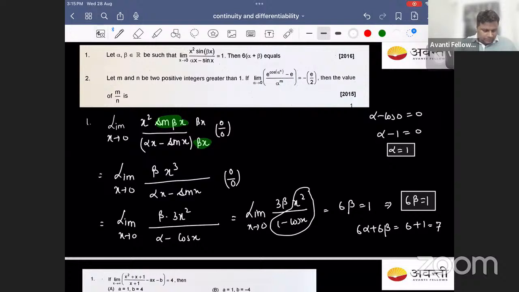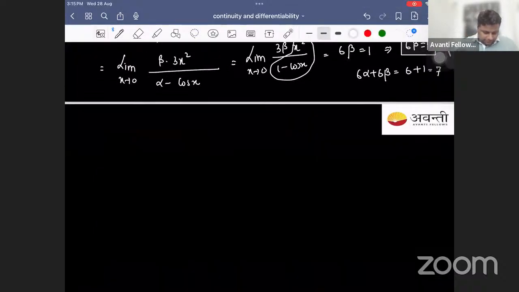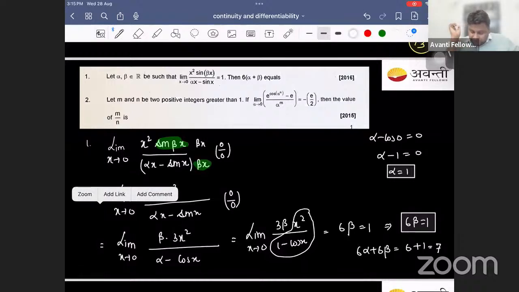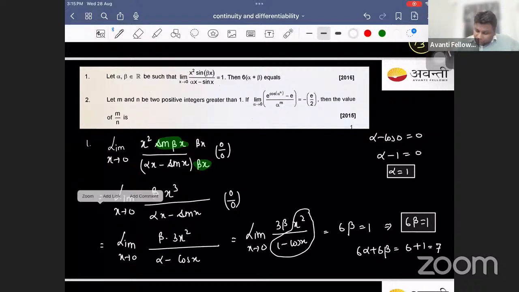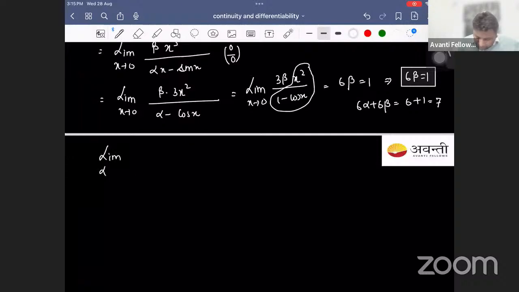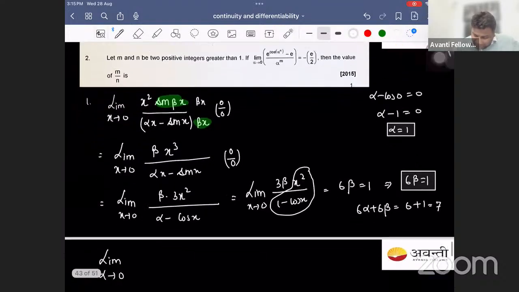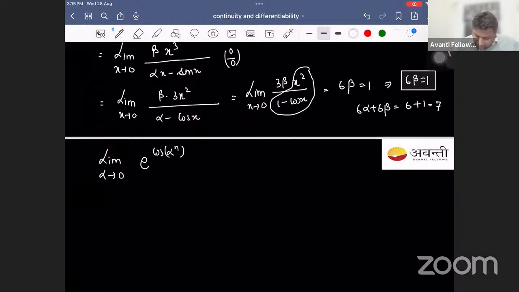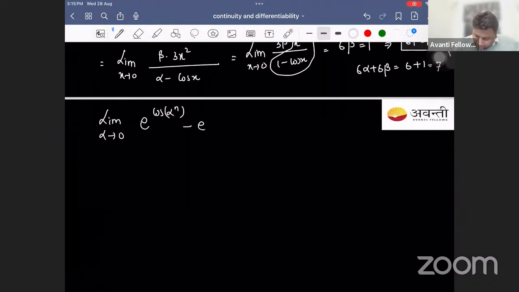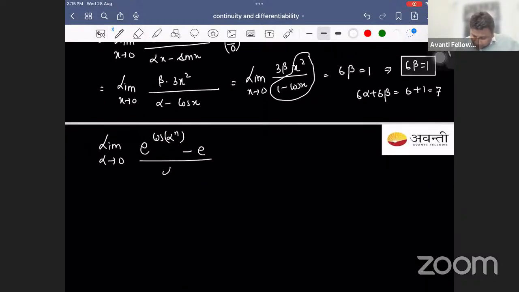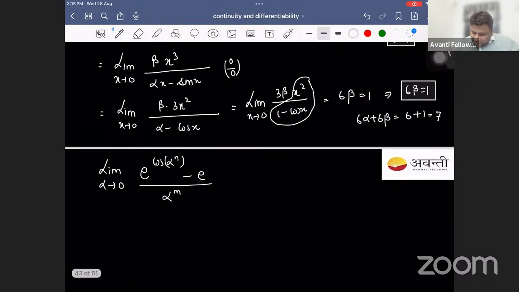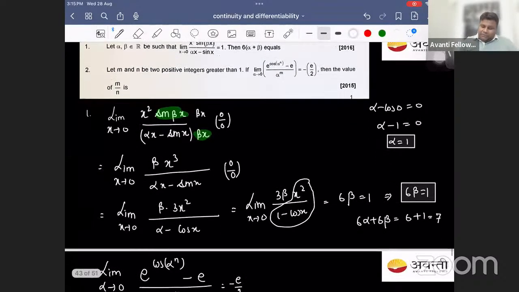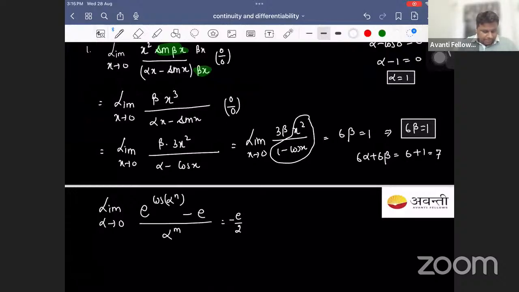Now, let's go with the next question. Next question is, let m and n be two positive integers greater than 1. Very good. Limit alpha approaches 0 of e to the power cos alpha to the power n minus e, upon alpha to the power m. This is given as minus e by 2. So find the value of m by n, where m and n are two positive integers. Yes. If you would like to give it a small try.